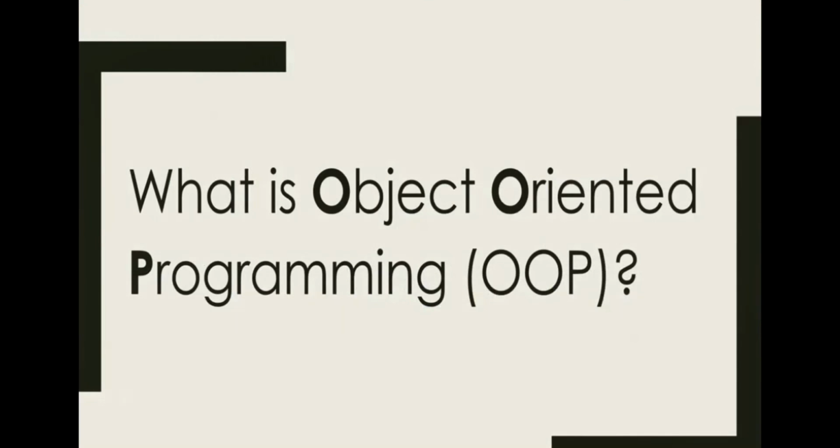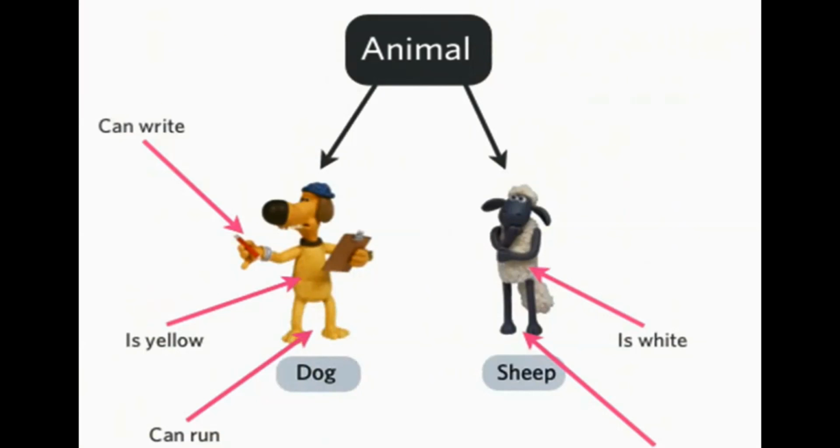Now let's see what is object-oriented programming. It's really simple, take it easy. Suppose, think that it's a combination of class and object. You can say a class is a container where we have objects, properties, or fields.